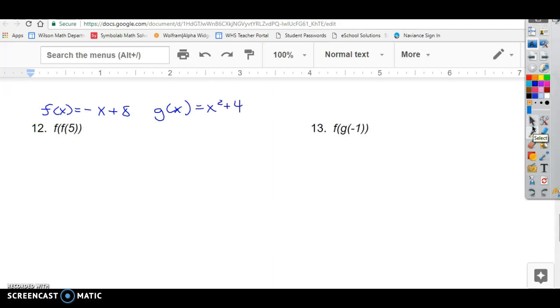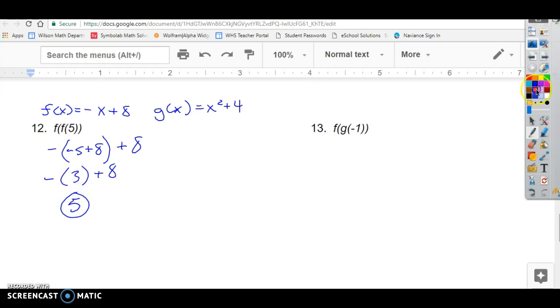So in 12, we'll do f of 5, so this would be negative x, but instead of x, I leave it blank, and then plus 8. Now this time I plug in the negative 5. So now I got 8 minus 5 is 3, and then I have 8 minus 3 is 5.